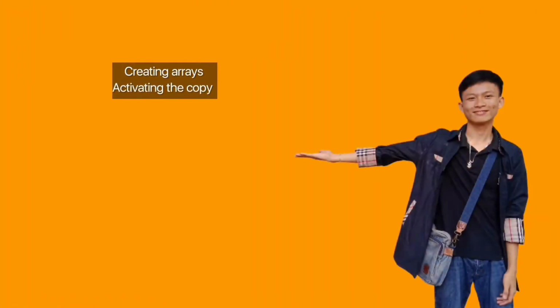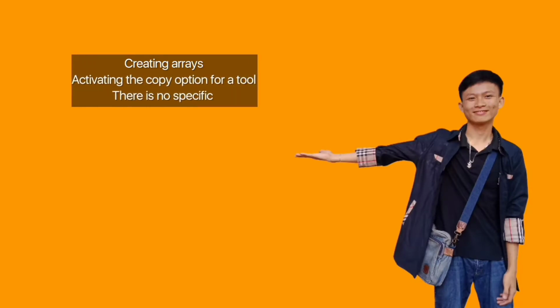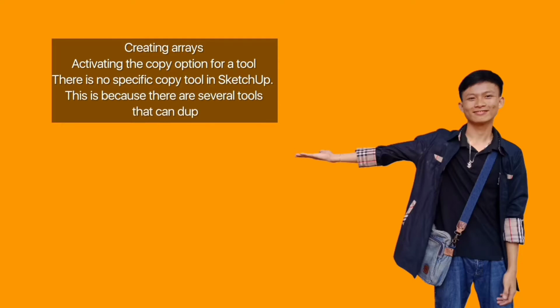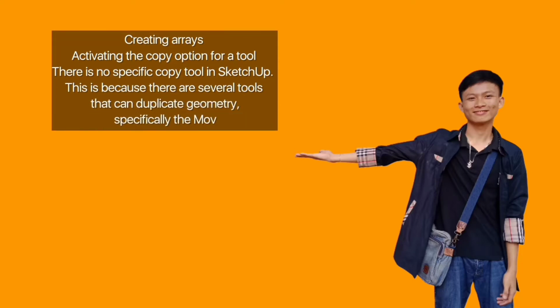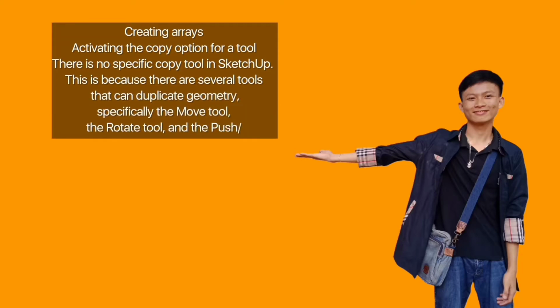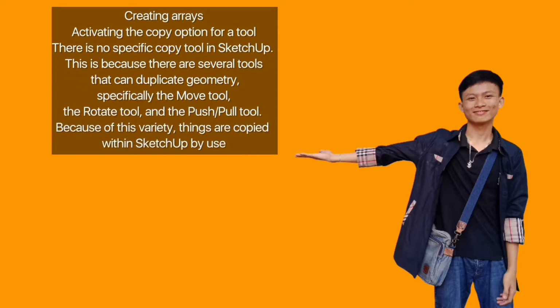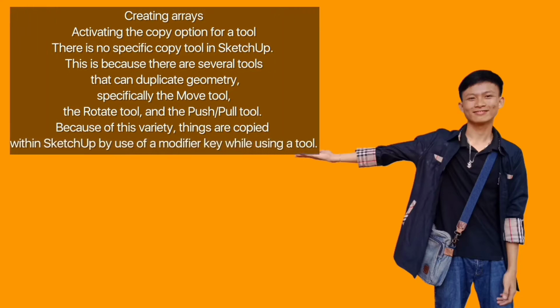Creating copies. Activating the copy option for a tool: there is no specific copy tool in SketchUp. This is because there are several tools that can duplicate geometry, specifically the Move tool, the Rotate tool, and the Push and Pull tool. Because of this variety, things are copied within SketchUp by use of a modifier key while using a tool.